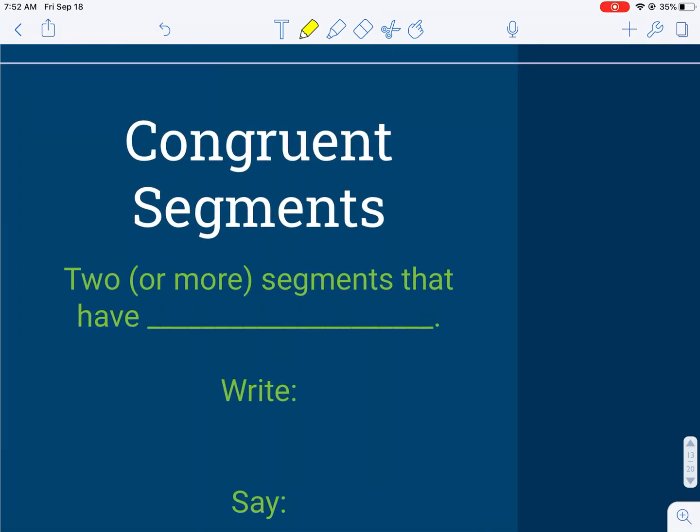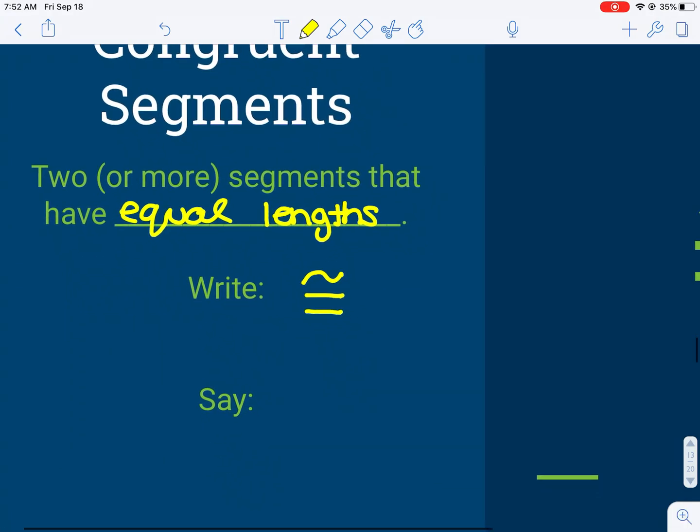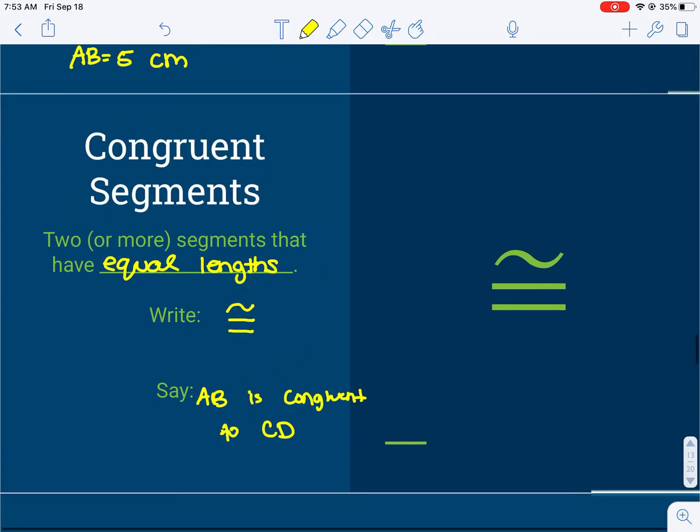Congruent means that 2 or more segments have equal lengths. I'm going to write it as an equal sign with a little squiggly above. And I could say AB is congruent to CD.